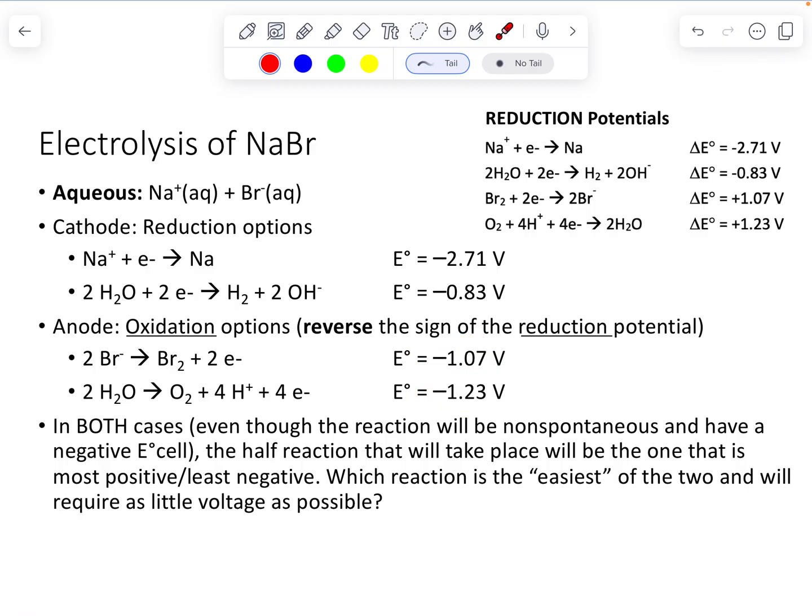Now, we know that our E cell is going to be negative because it's electrolytic. It's an electrolysis reaction here, so it's non-spontaneous. But having said that, we still want to take the easiest path. So even though our standard E cell is going to be negative, we want to choose the options that are going to give us the easiest path or the least negative of our options. So that means for the top one, the water is going to get reduced because it's the one that's least negative. And then the bottom one, we're going to oxidize the bromine because it's the least negative.